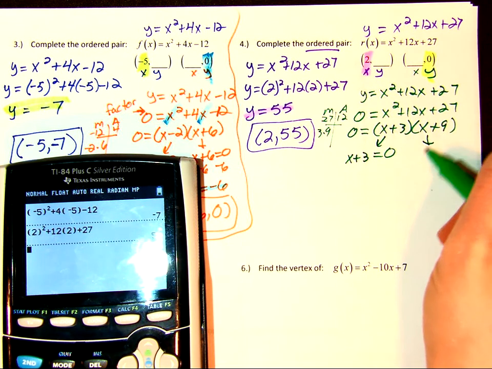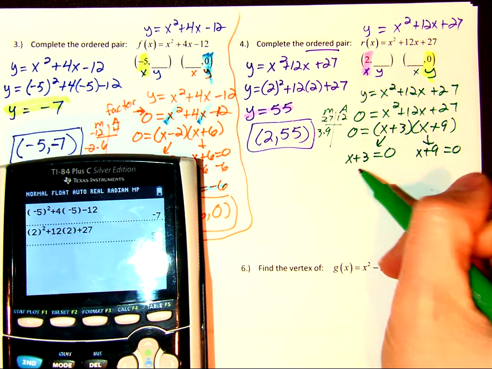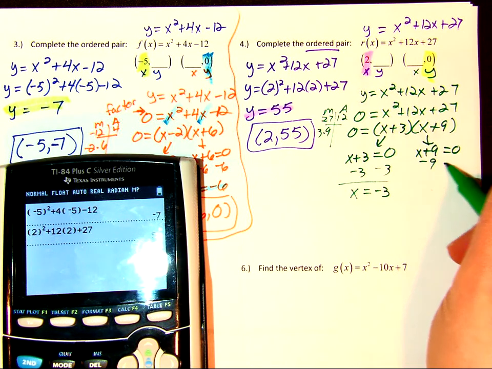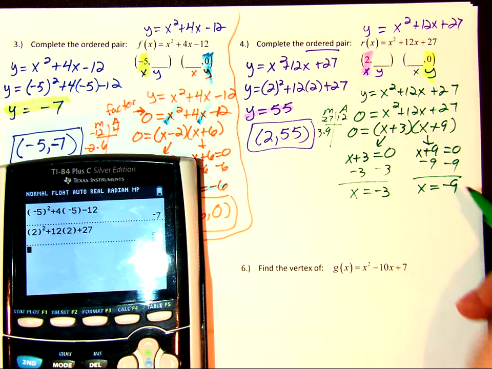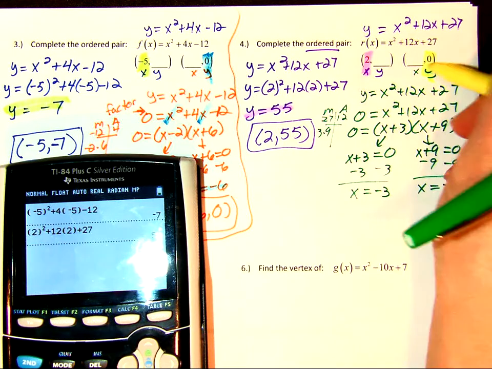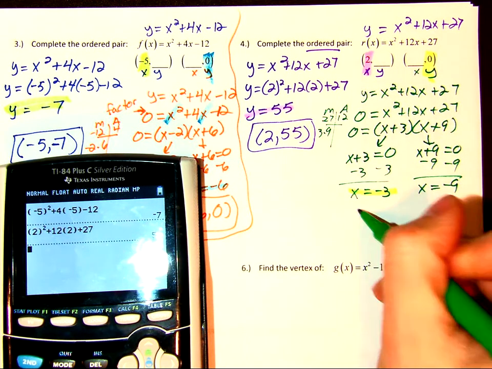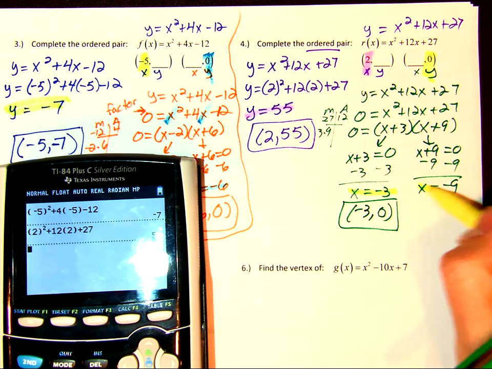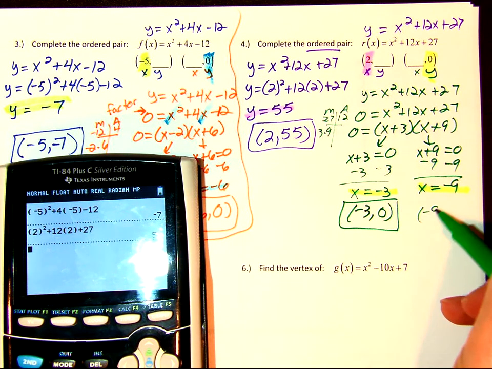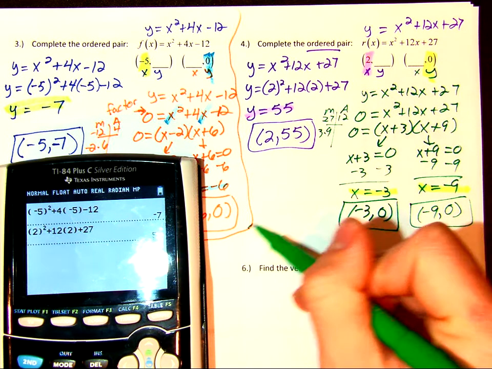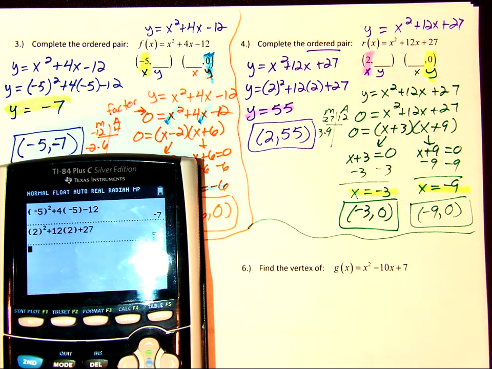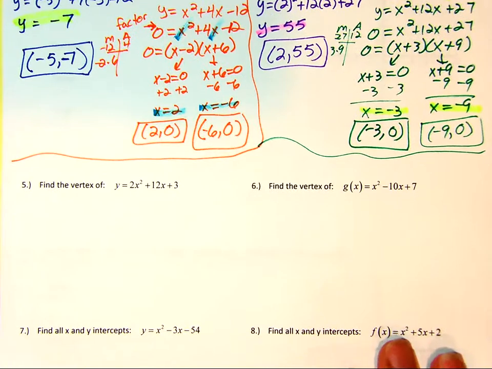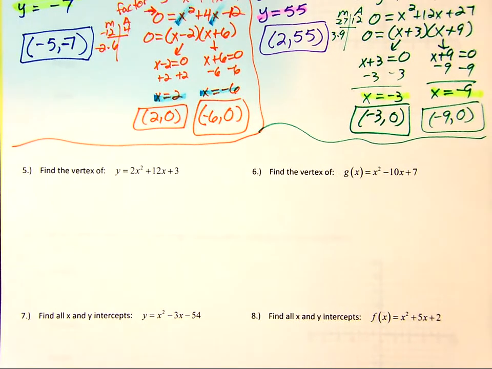And then we solve, so subtract 3: x equals negative 3. Subtract 9: x equals negative 9. So for my final coordinates, we know the y is 0 and the x is negative 3, so it's negative 3 comma 0. In this one, we know the x is negative 9 and the y is 0, so negative 9 comma 0 is the other coordinate. Okay, we're going to finish this page out before we go on to our next video.